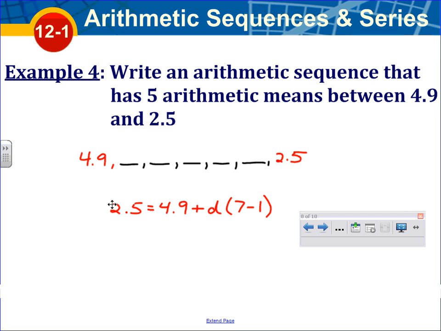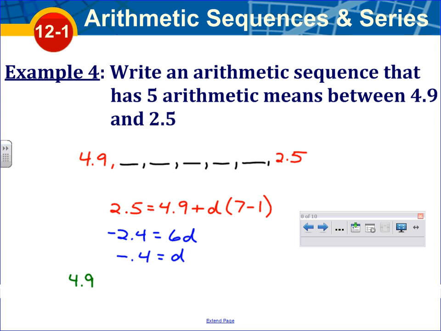All right, so now I'm going to solve this thing for D. So I'm going to subtract the 4.9 from both sides, and that gets me negative 2.4 equals, and then 7 minus 1 is just 6, so I have 6D on the right-hand side. Just divide both sides by 6, and you get a negative 0.4 for your D. So that's not the answer to the question. The answer to the question is, what is the arithmetic sequence? So again, I want to finish up my arithmetic sequence.